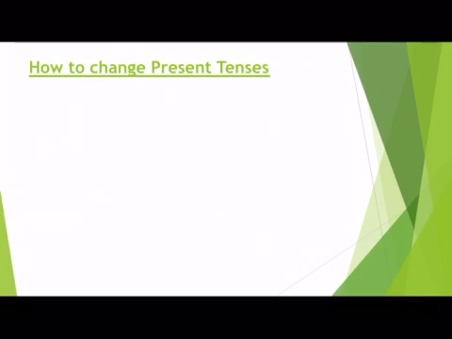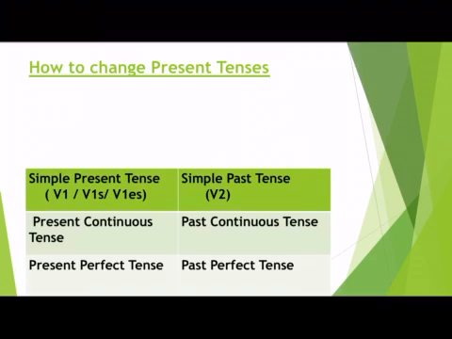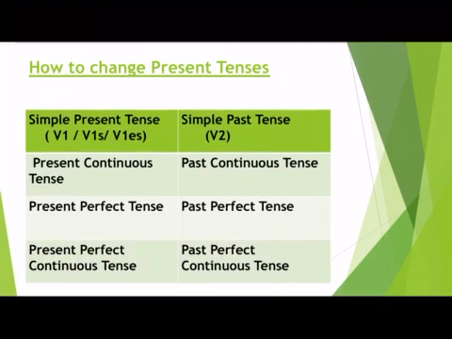Let's see how to change present tenses. All forms of present tenses are changed into their corresponding past tenses. This means that the simple present tense is changed into simple past tense. Present continuous tense is changed into past continuous tense. Present perfect tense is changed into past perfect tense. And present perfect continuous tense is changed into past perfect continuous tense.